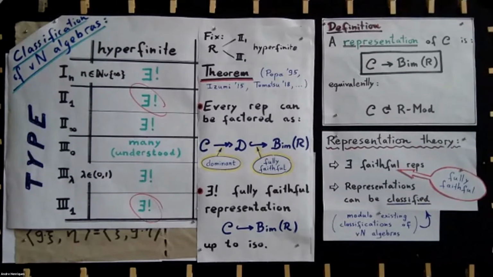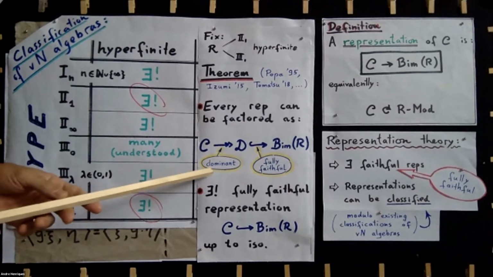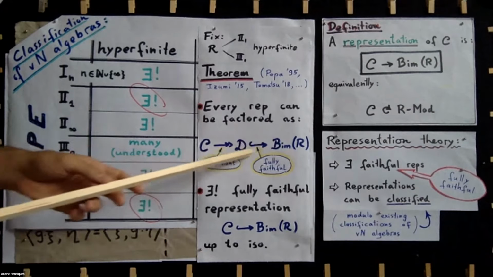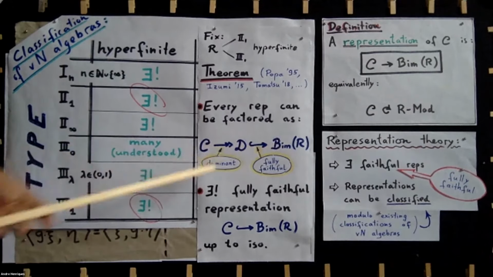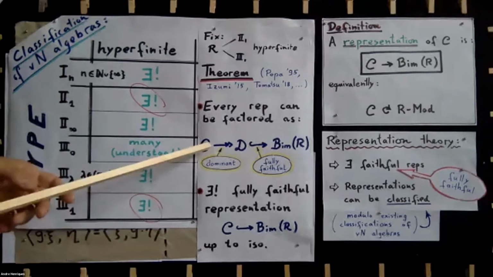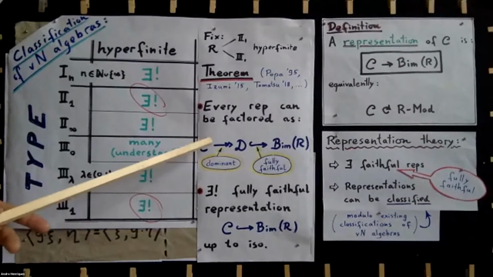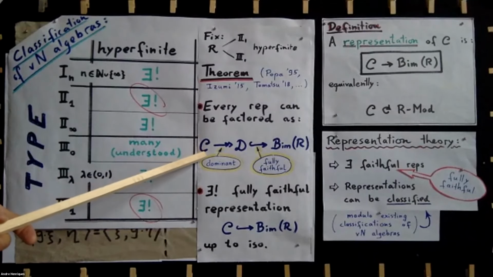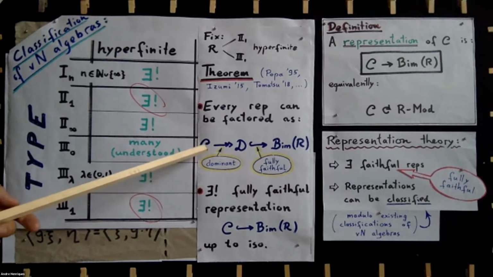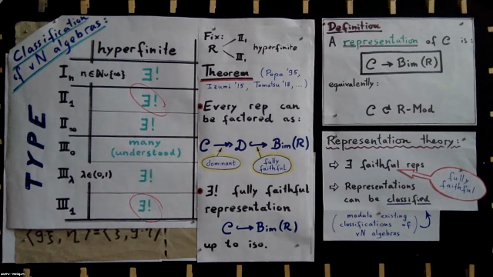fully faithful representation. And so this is a classification because you just need to classify dominant functors, and then you have this part here is unique, and this needs to be classified, and those are well understood. These are in bijective correspondence with separable commutative algebras in the Drinfeld tensor of C. Anyways, it's a thing that people have studied and they know well. So this is a very satisfying answer to this question of whether representations can be classified.